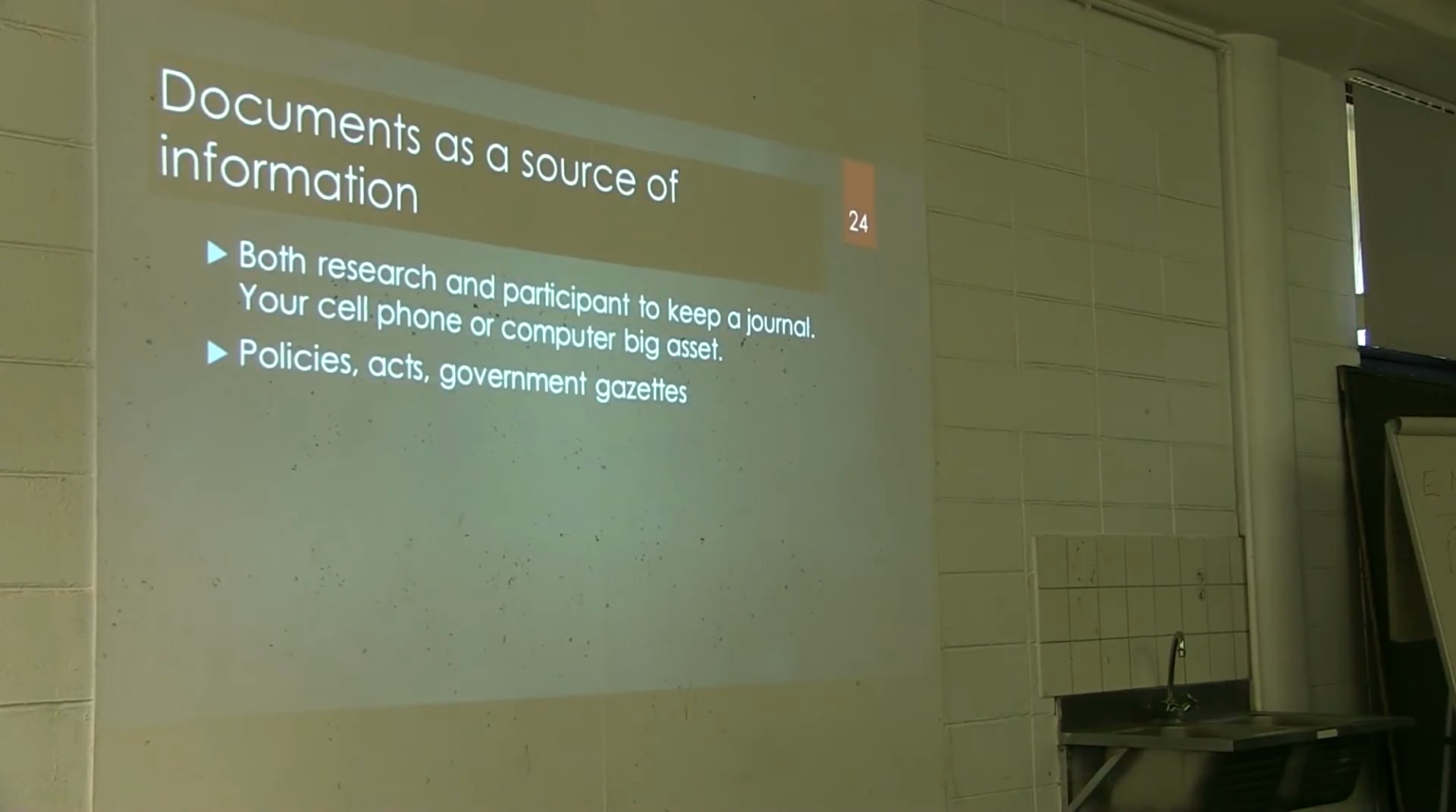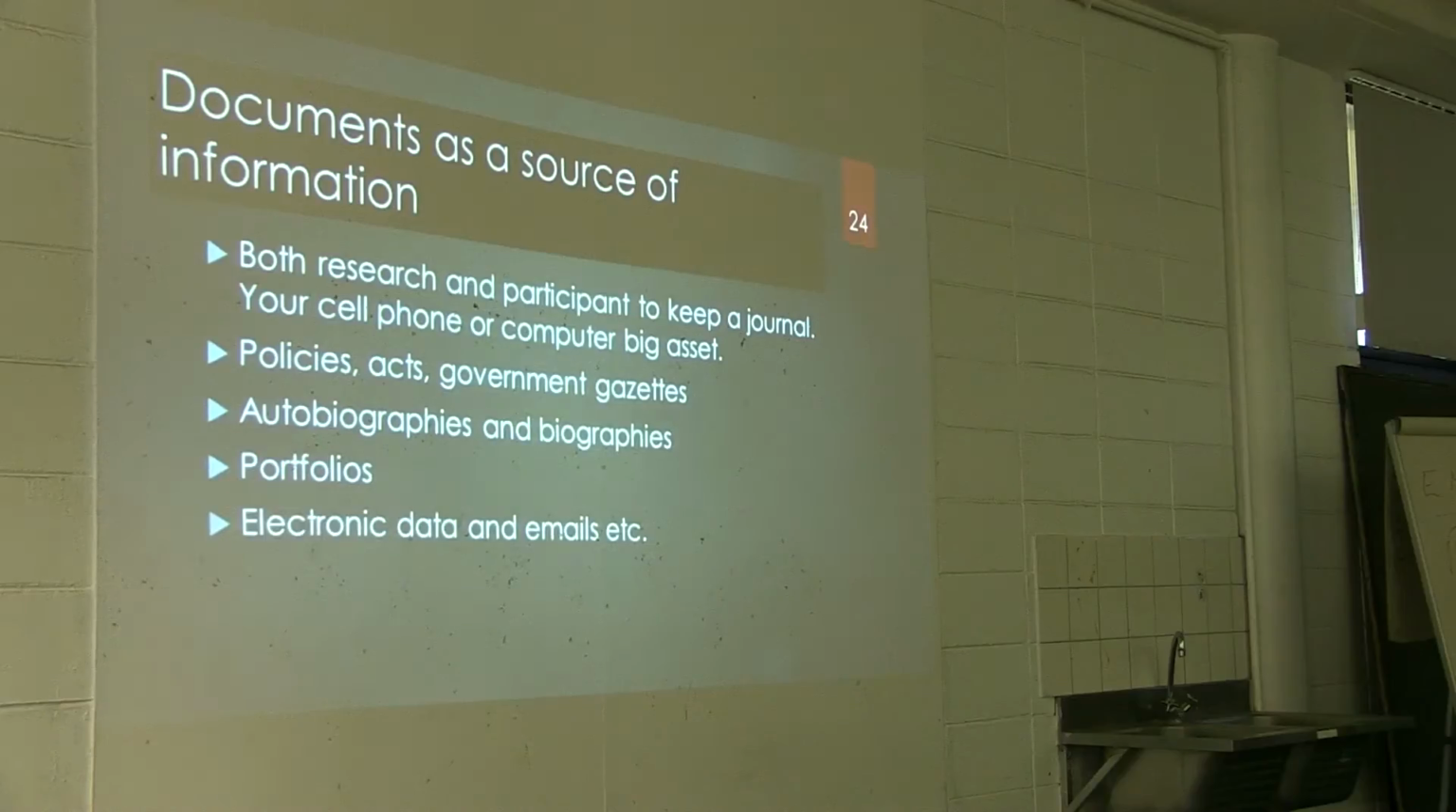Your cell phone or a computer is a very big asset. So I'm talking of documents, policies, what Tebogo was talking about, policies, acts, government gazettes, etc. Autobiographies, autoethnographies, and biographies. Portfolios, electronic data, and emails. Those are sources of data as well. Audiovisual materials, for those of us that are doing visual arts. So documents as a source of information. But this list is not exhaustive.